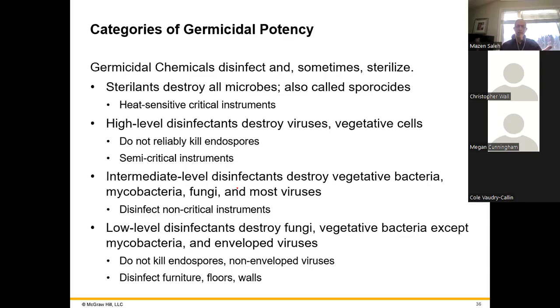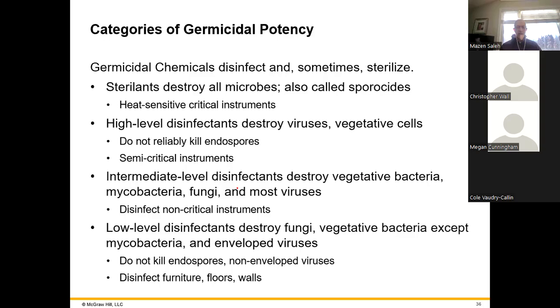Next level, we have the high-level disinfectants that destroy viruses and vegetative cells, but are not reliable to remove endospores. So this would be the next level down, right? And these are used on semi-critical instruments, the ones that come in contact with mucosal surfaces, as in the dentist office, but not the internal tissues and organs. Then we have the next level down, the intermediate-level disinfectants that destroy vegetative bacteria, mycobacteria, fungi, and most viruses. And these are used on non-critical instruments.